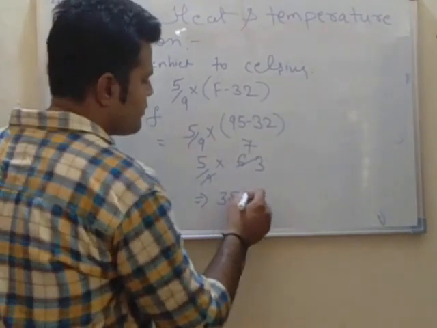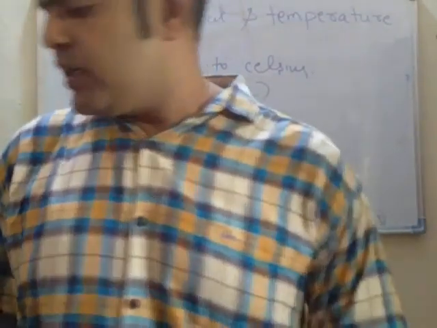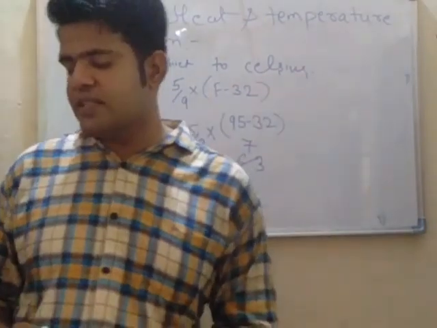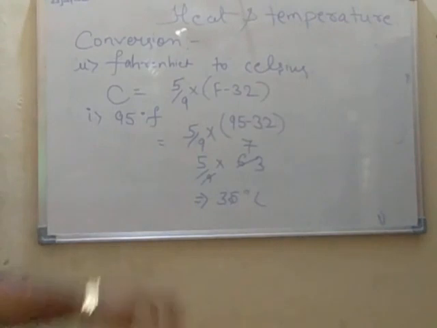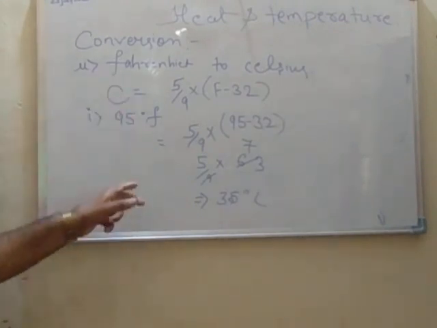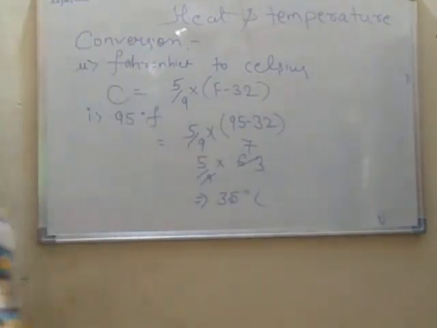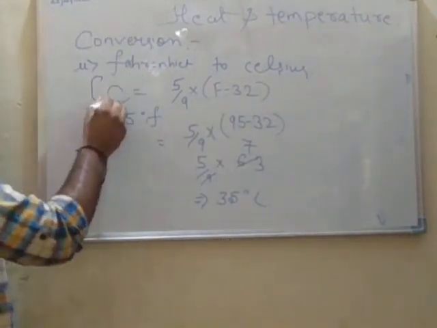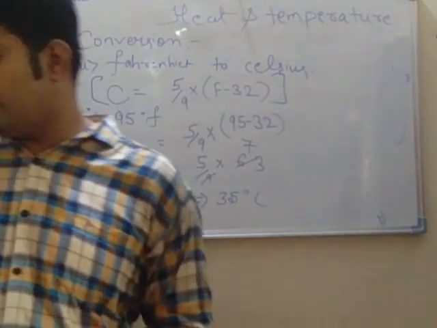So what will be the value of it? It will come 35 degree Celsius. So this is called conversion of Fahrenheit into Celsius. If you want to note this down, you can note this formula in your copy.